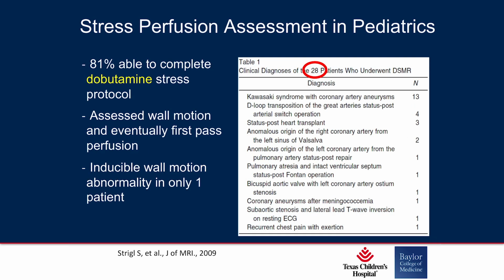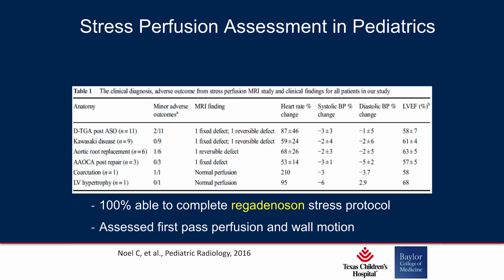This was one of the initial papers of dobutamine stress MRI, initially performed at Boston. A great deal of these patients initially had just wall motion assessment, and then about halfway through the trial they started adding perfusion to the end. This only had one inducible wall motion abnormality found in this select study of 28 patients. And then in our own population, our initial work used regadenosine, which I'll talk about very briefly, as our pharmacologic stress agent.